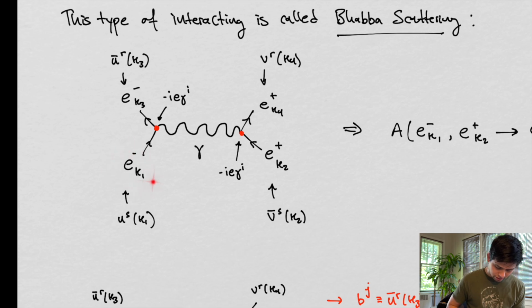So we have two incoming particles. One is an electron, the other one's a positron. At some point in space-time, they exchange a particle. We can call this a photon. And outgoing, we have an electron and a positron.